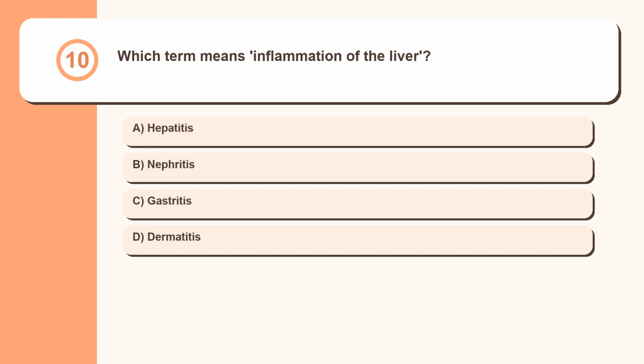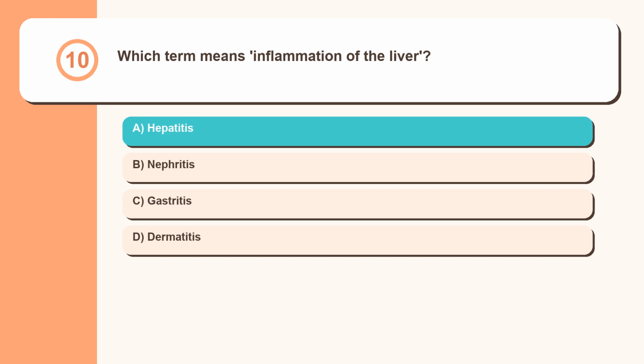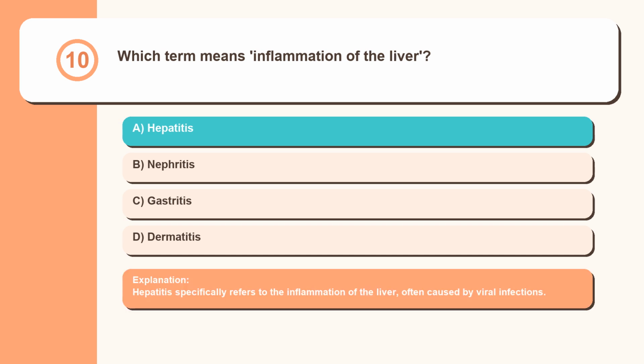Question 10. Which term means inflammation of the liver? Hepatitis, nephritis, gastritis, dermatitis. Hepatitis specifically refers to the inflammation of the liver, often caused by viral infections.